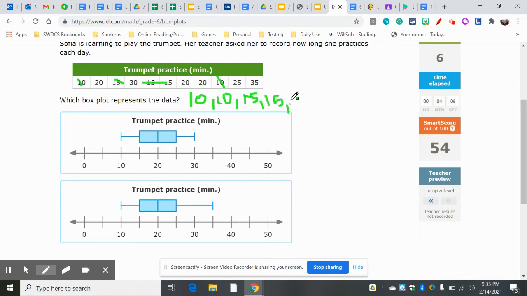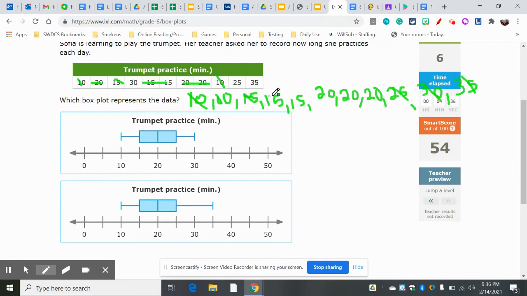So you can kind of start on one of these, like, split your screen, be doing this at the same time here. 1, 15, 15, 15, 15, 20. I have 3 20s. 20, 20, 20, 25, 30, and 35.